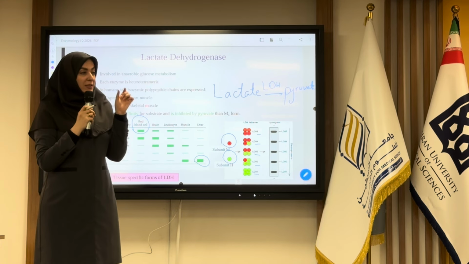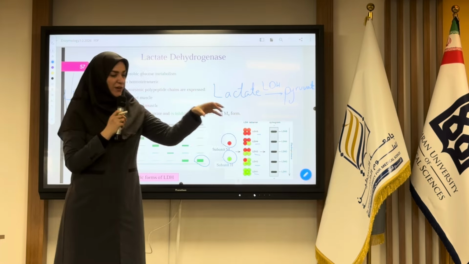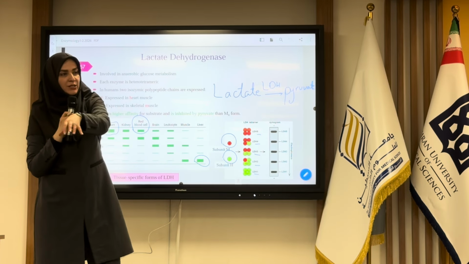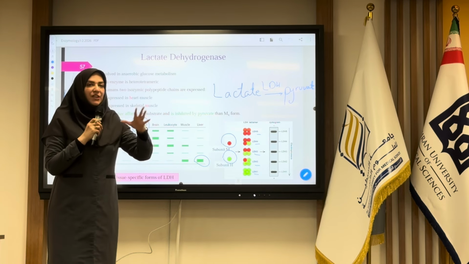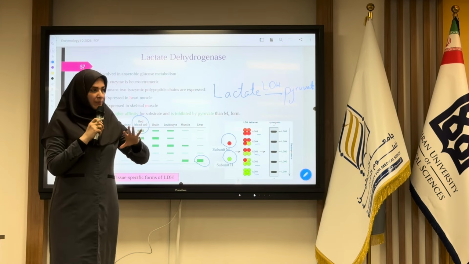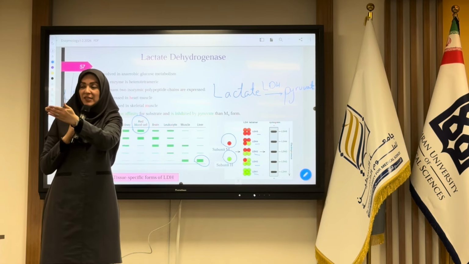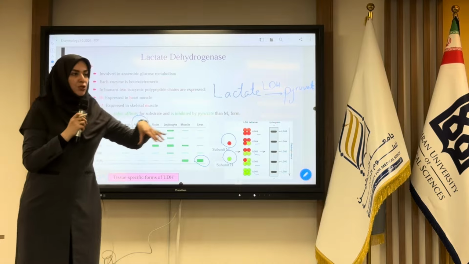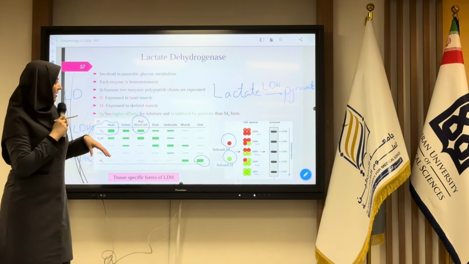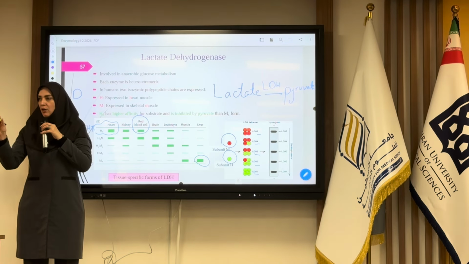What about the key point of an isoenzyme? A different compartmentalization. Yes, they have a different velocity. Yes, they have a different Km, different Vmax. Okay, what about the practical point as a physician? You should know that they have a different distribution. Okay, some part in liver, some part in RBC.